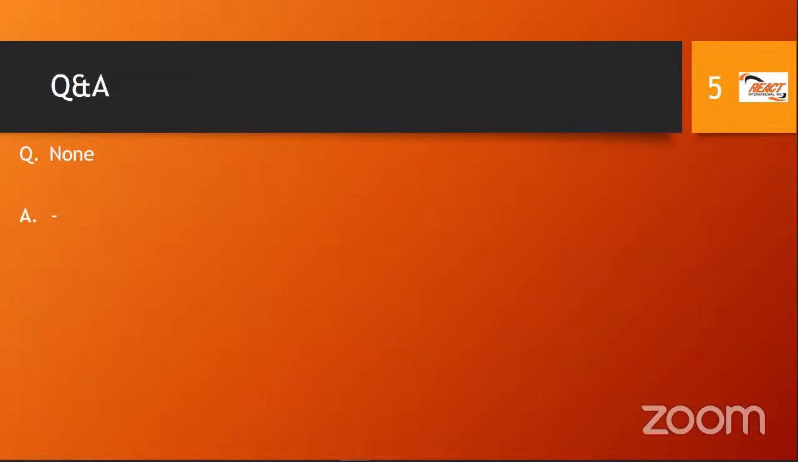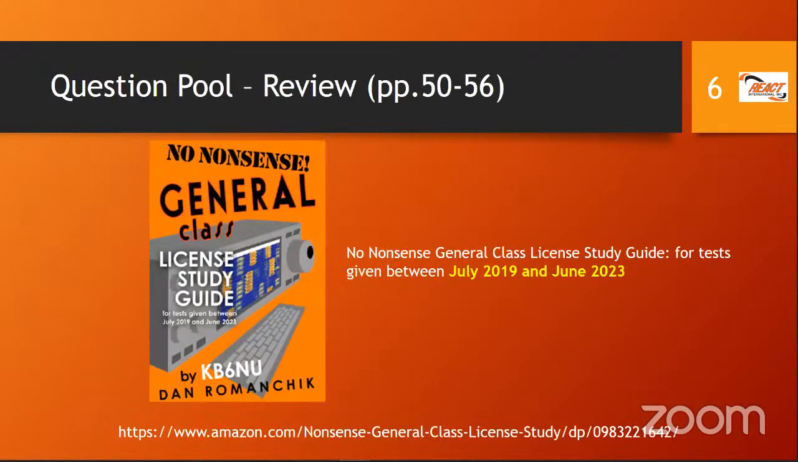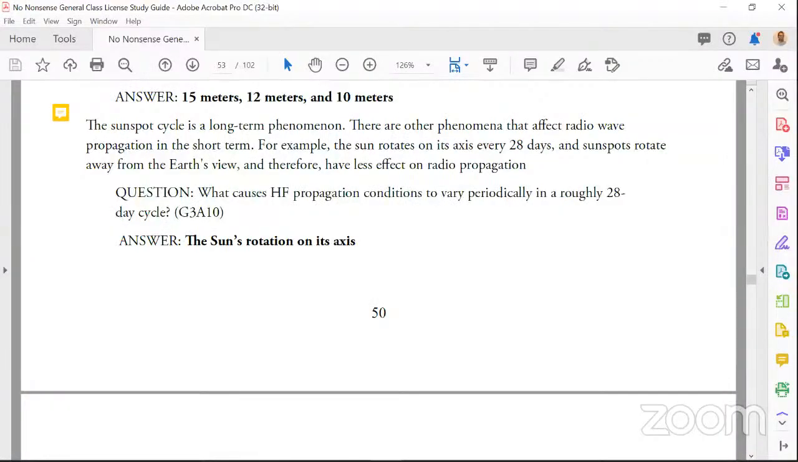We had no outstanding questions from the last session. So we now proceed to go straight into our question pool. So we know how that goes. We go to our No Nonsense Guide. All right. So for persons who are following along with the PDF version of the No Nonsense Guide, we are on page 50. Again, if you are using the printed copy, you may need to adjust the page number accordingly.